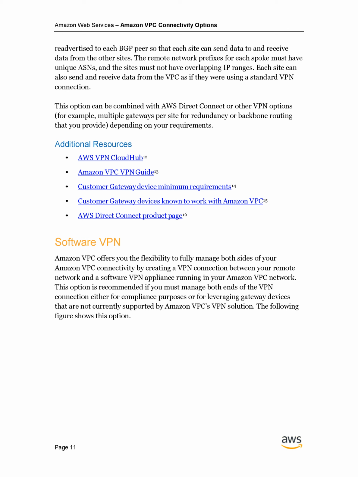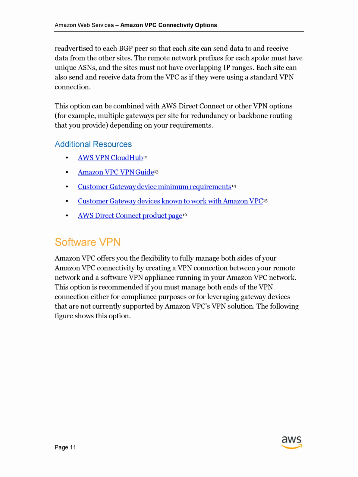Software VPN. Amazon VPC offers you the flexibility to fully manage both sides of your Amazon VPC connectivity by creating a VPN connection between your remote network and a software VPN appliance running in your Amazon VPC network. This option is recommended if you must manage both ends of the VPN connection either for compliance purposes or for leveraging gateway devices that are not currently supported by Amazon VPC's VPN solution.